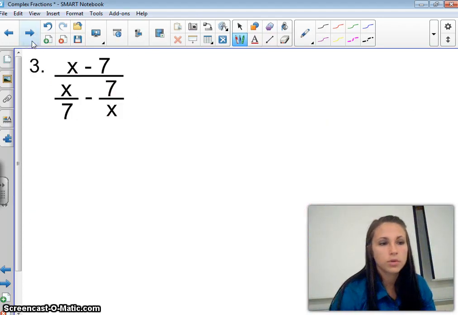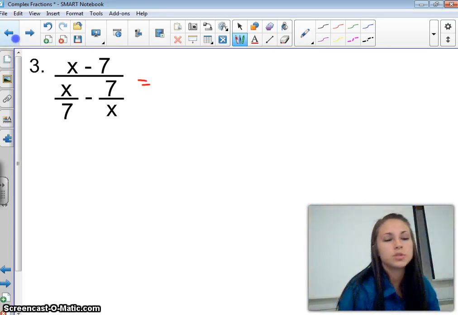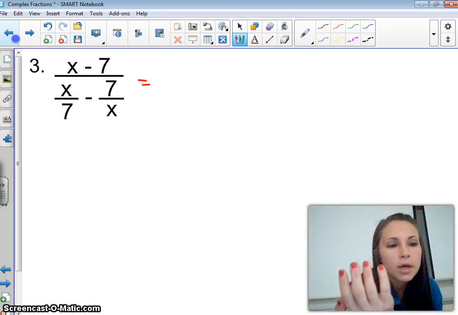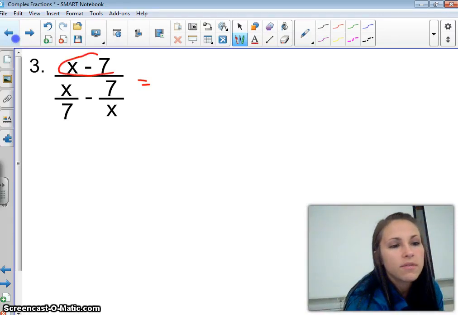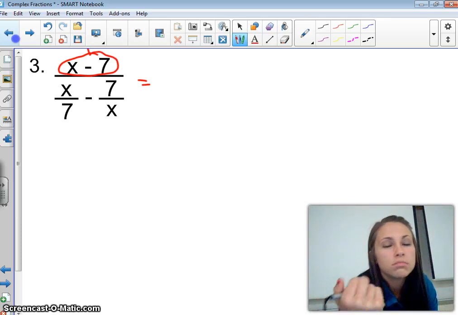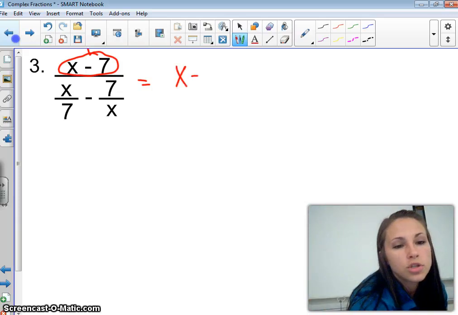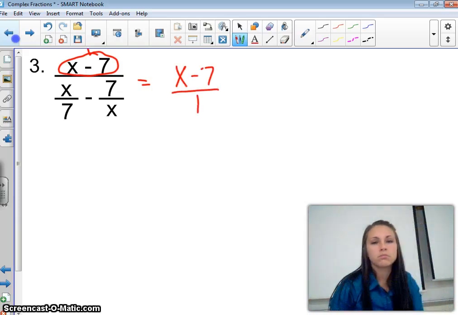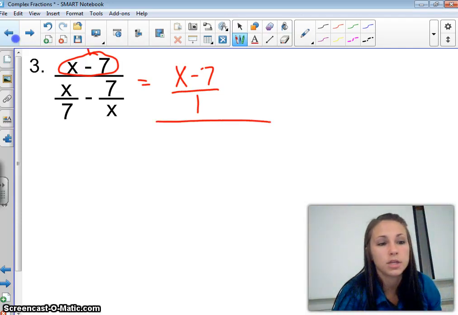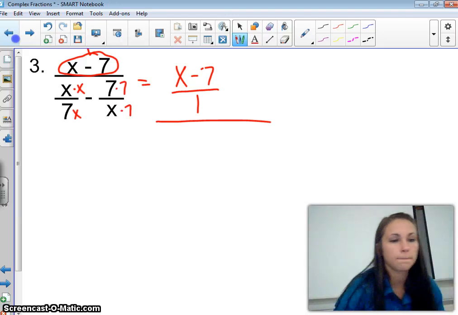Alright, third one. How many of these we got? Oh, last one. Okay, so this one is a little bit tricky just because it looks different. You don't have as many layers of the cake. So what I'm going to do, this x minus 7 in the very top doesn't have a denominator. And so I like to see a denominator, but you don't have to do this. But I like to see a denominator, so what I do is I just stick that over 1 because it's the same difference. And so then the second fraction is where I'm going to go ahead and get a common denominator. And so I need an x here, I need a 7 there.